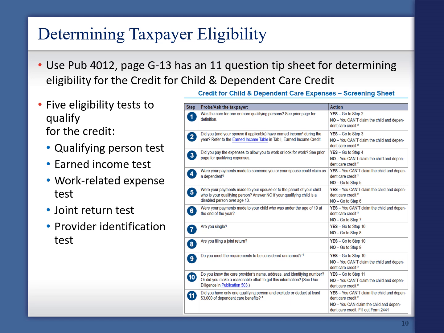Work-related test. The child care expenses must be so the taxpayer and spouse can work or look for work. Joint return test. A taxpayer's filing status can't be married filing separately unless considered unmarried. Provider identification test. Taxpayer must have the daycare provider's name, address, and tax ID number. Tax ID number is not required if the provider is a tax-exempt organization.